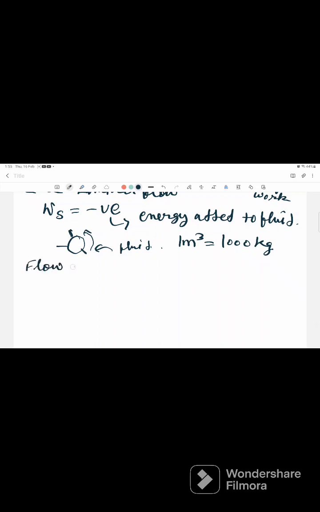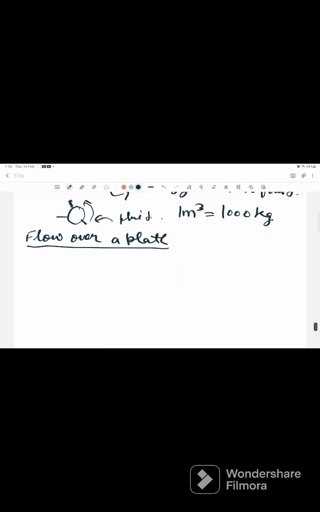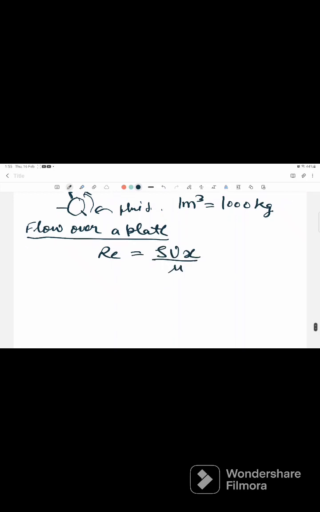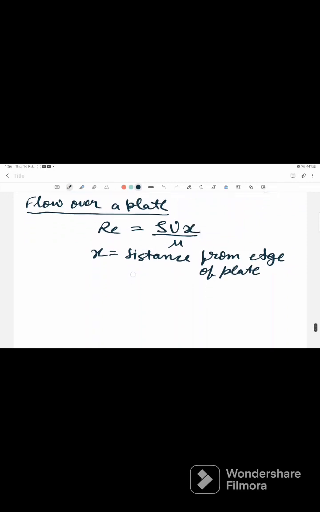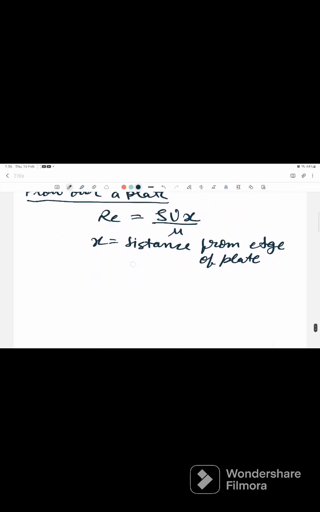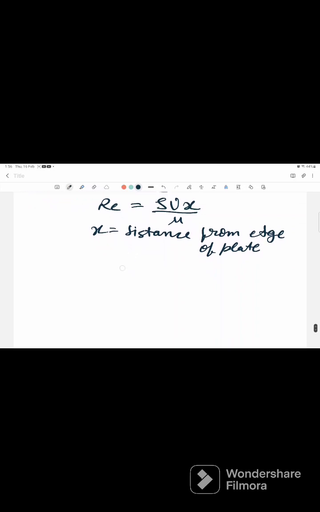Flow over a plate can be defined by the Reynolds number, rho V x by mu, where x is the distance from the edge of the plate.